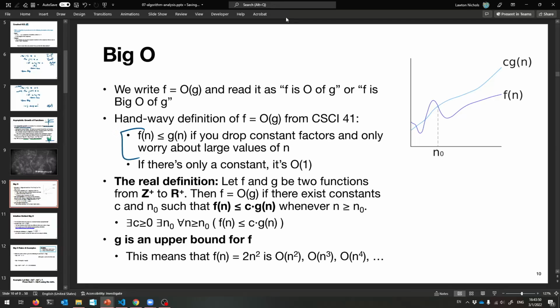So here's our hand-wavy definition of big O. It's like f of n is less than g of n if you drop all the constant factors and only worry about very large values. So here is g of n, always bigger, something like that, okay? Or really, let's draw it down here. Here is f, here is g, it's always bigger, and it's simpler to talk about, okay? And we drop all those constant factors and all those lower order terms, and we worry about large values of n. It always is true that g wins out. G is bigger, okay? And then if there's only a constant there, it's O of 1. The constant becomes the number 1, essentially.